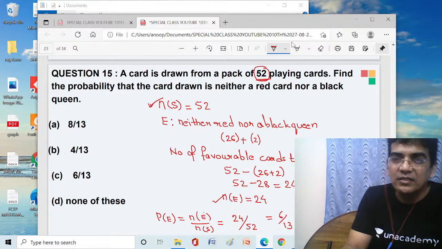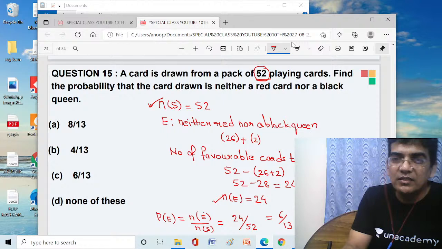Now, I will write the formula for the area. The formula for the area is half of x1 into y2 minus y3, plus x2 into y3 minus y1, plus x3 into y1 minus y2. I hope you remember this formula.